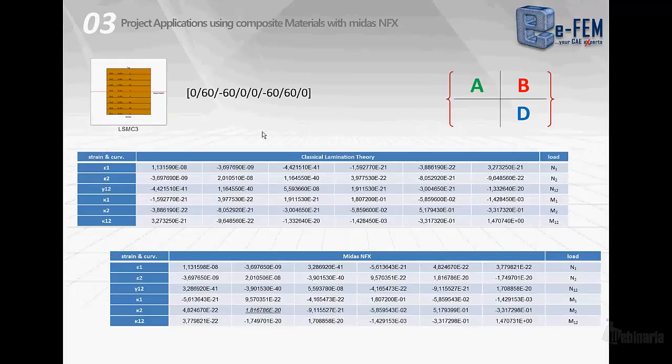In the second example, we just compare, using a different stacking sequence, how the software calculates again the ABD matrix. So moreover, with a much more complex layup, we have again a good correlation of the terms of the ABD matrix.